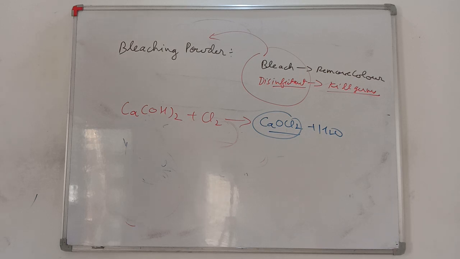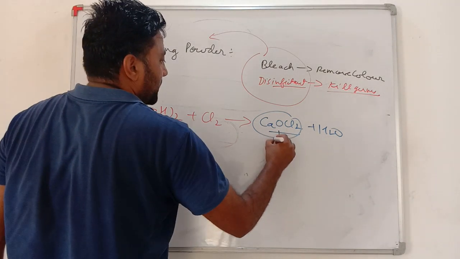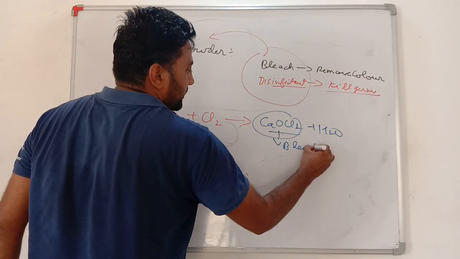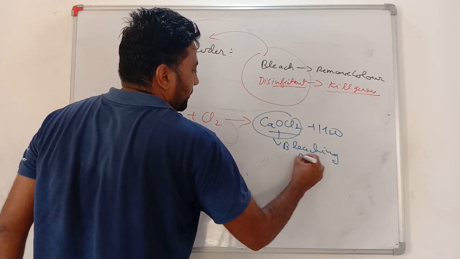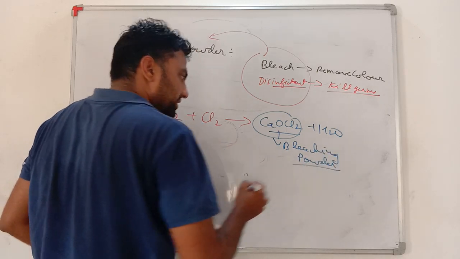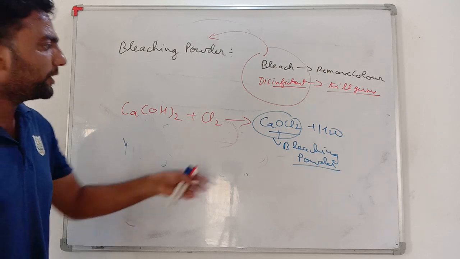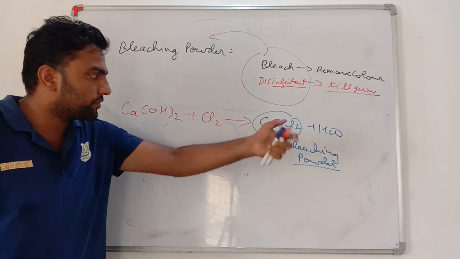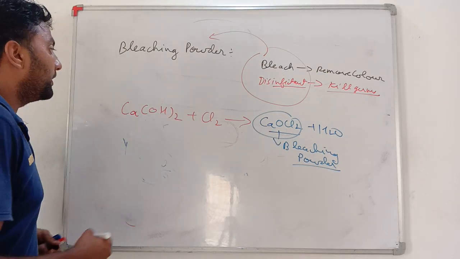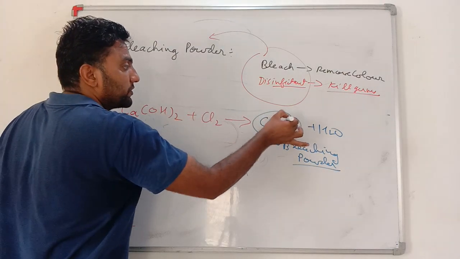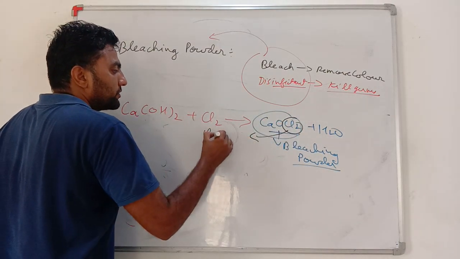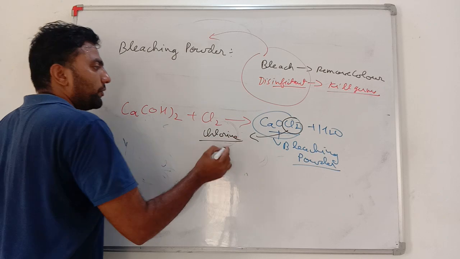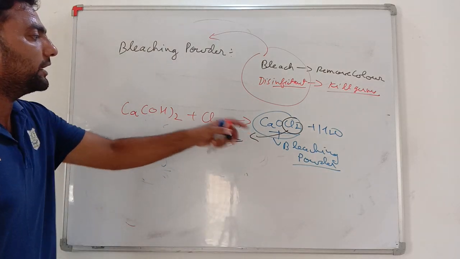See my dear student, actually you need to mug up the formulas. These formulas are very important. This CaOCl2 is bleaching powder, very important. Bleaching powder is used for bleaching. It is also added in water to kill the germs, very important. This bleaching effect is because of the chlorine, most important.